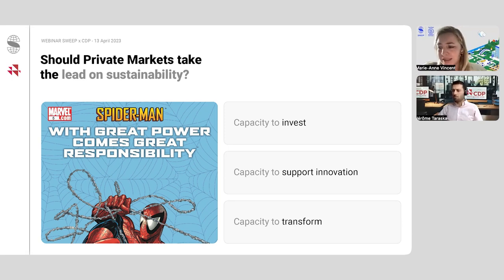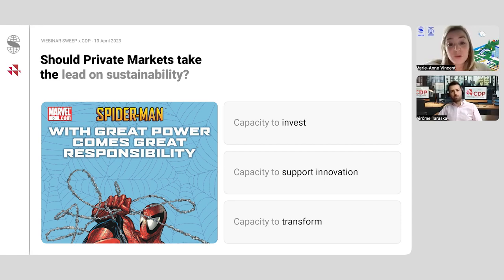So clearly, they've got the capacity to invest. And you see that, compared to listed markets, private equity operates on a longer investment horizon. You put that in parallel with the accelerating consequences of climate change, and you can see that when you invest in a company and you want to exit in 5 to 7 years, climate risk and financial risk are more and more the same type of risk, and you clearly need to assess that in your due diligence.